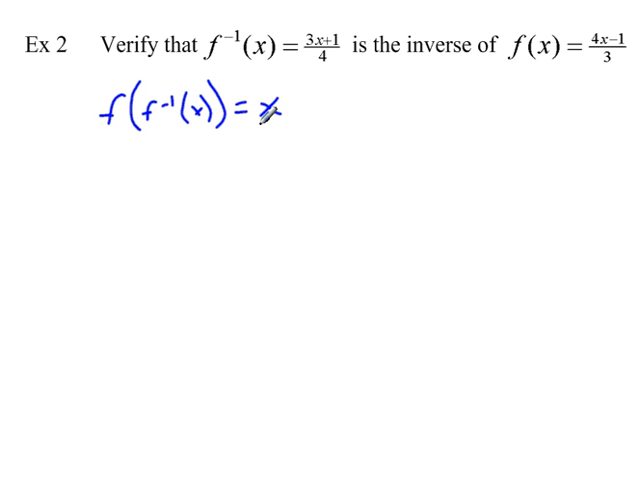Now that looks complex, but here's what it means. It means take this function, plug it in for x in this function, and if the whole thing equals x in the end, then they are indeed inverses. And you might be thinking right now, this looks really, really complex. Bear with me. Watch this. So instead of writing 4x minus 1 over 3, I'm going to write 4 times all this stuff.